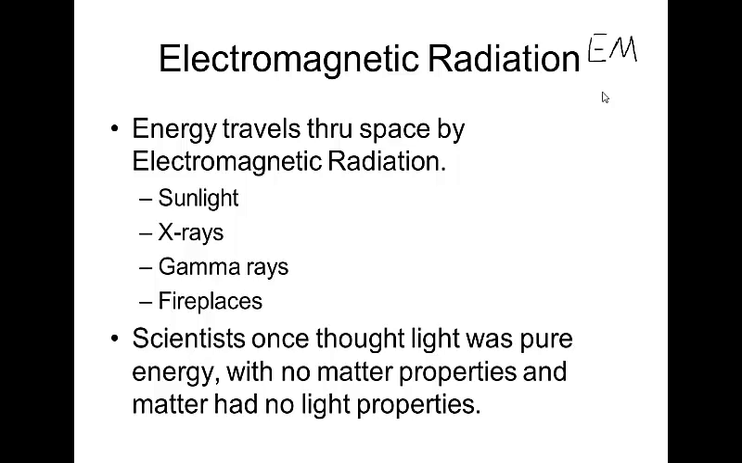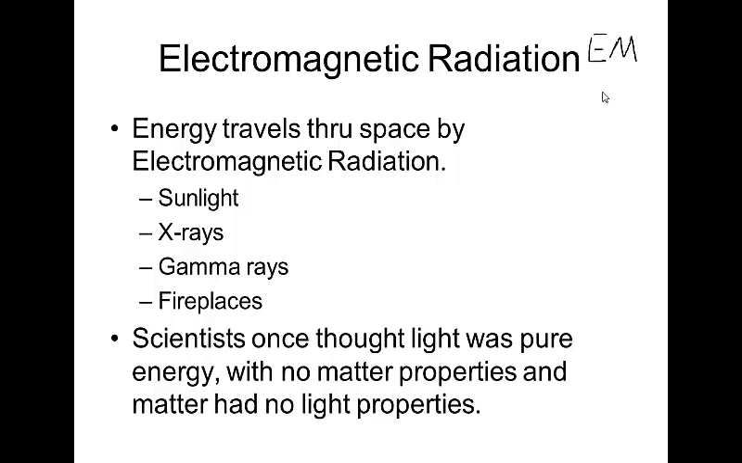Once scientists thought light was pure energy. It had no mass, it had no matter properties, and they thought matter had no light properties, no wave properties. They thought that light, aka energy, and matter, particulate matter, were two separate entities, and they had no commonality between them at all. So that's what they once thought, and these guys coming up were the guys who threw it all out. But first, energy, aka light, has a couple of properties we have to discuss.